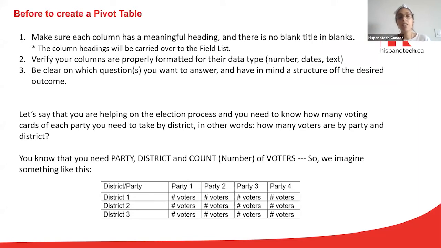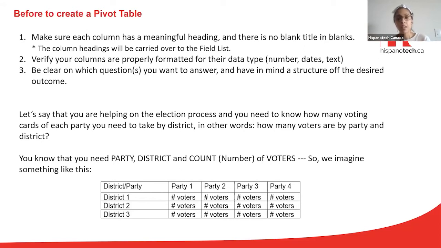So let's say that you're helping on the election process and you need to know how many voting cards of each party you need to take by district. So in other words, what I'm asking is how many voters are there by party and district. So without seeing the data, without knowing anything at all, you know that you need party, right? Because I'm asking you how many voting cards by party, so party. The district, because you need to take those cards into specific districts. You need the count, number of voters. You need to know how many cards of each party you need to take for each district.